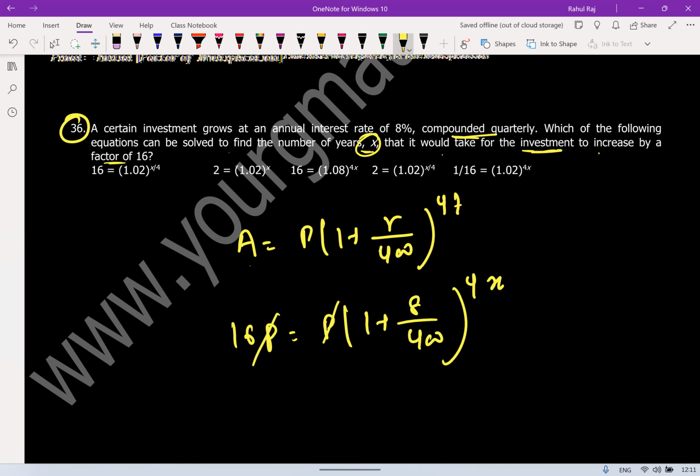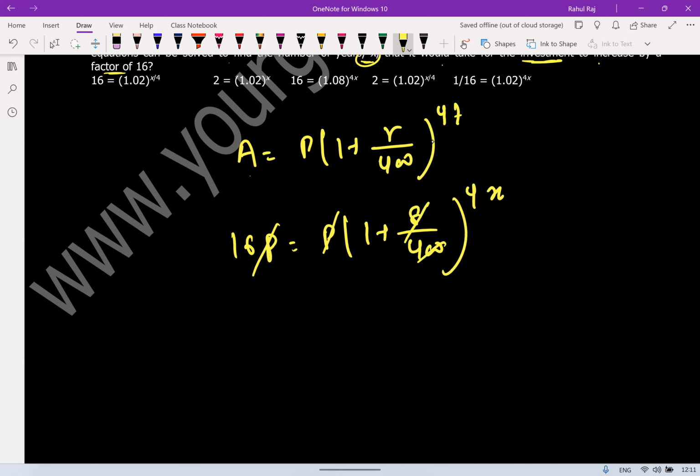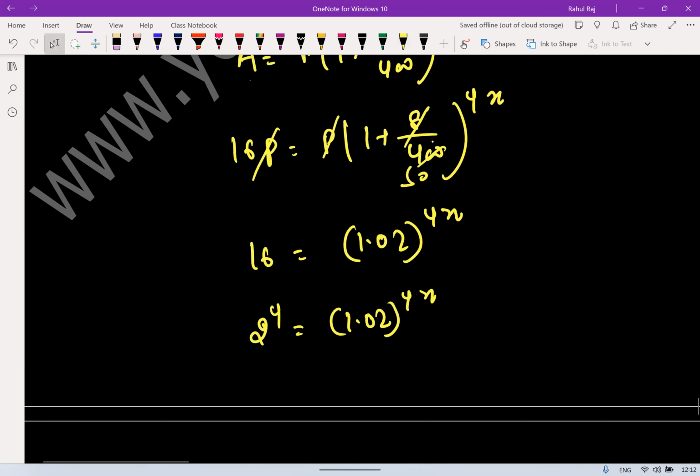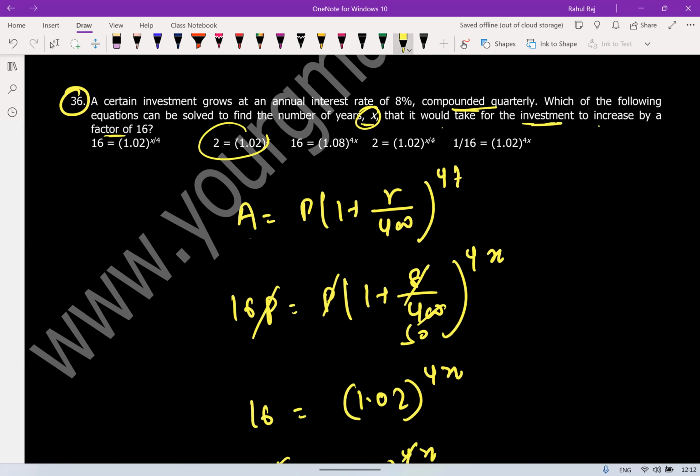So P and P cancel out, right? So 8 by 400 is 1 by 50, which is nothing but 0.02, so it becomes 16 is equal to 1.02 to the power 4x. So this is 2 to the power 4 is equal to 1.02 to the power 4x. The 4s cancel, you are left with 2 is equal to 1.02 to the power x. That's it. This is the equation.